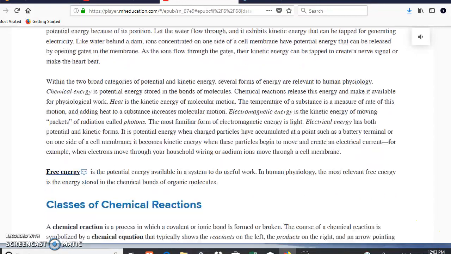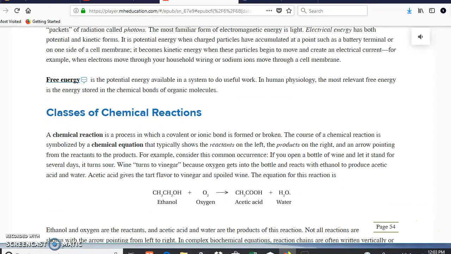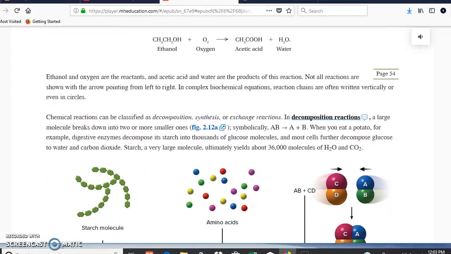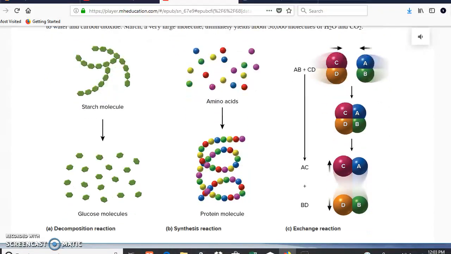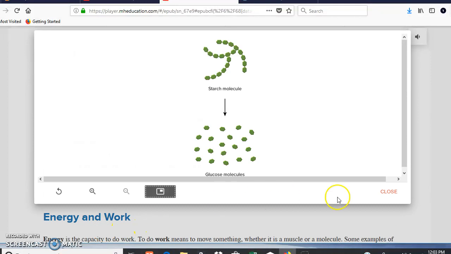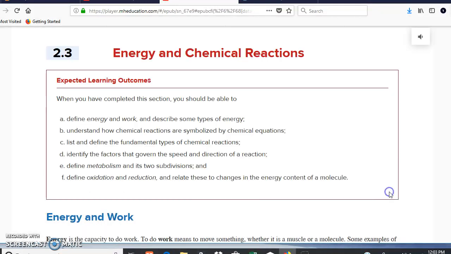Okay, well now, if we scroll down, we have classes of chemical reactions. What type of chemical reactions do we have? We have decomposition reactions, for example, which are reactions that break things down, and building reactions, which are called synthesis reactions. You can see here one big thing, and you break it down into small things. That's going to be a decomposition reaction.